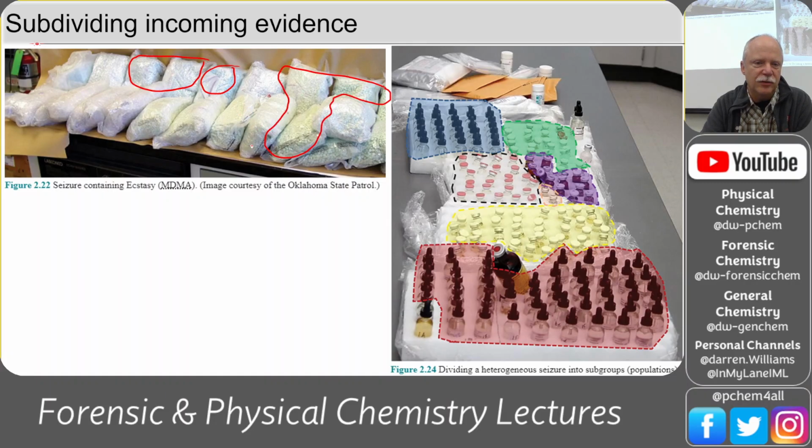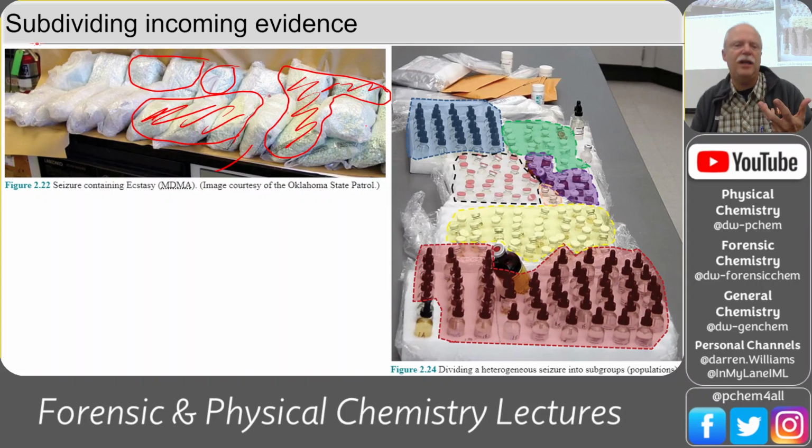This one looks different, so we might pull that one out and circle these. So these are all probably one group. They have the same color or same appearance. A lot of times that initial screening is totally qualitative. It's how does it appear? What does it look like?